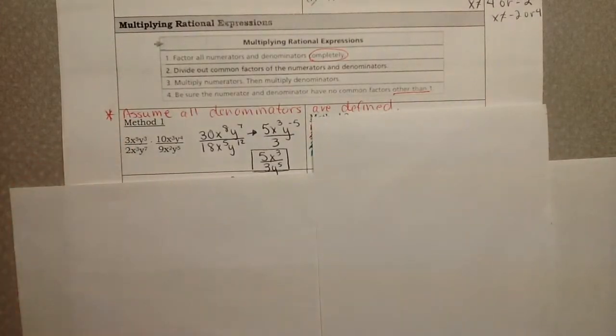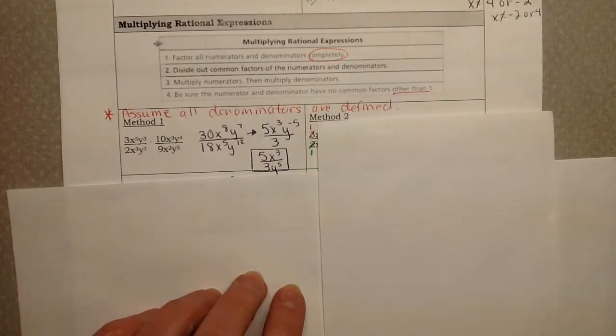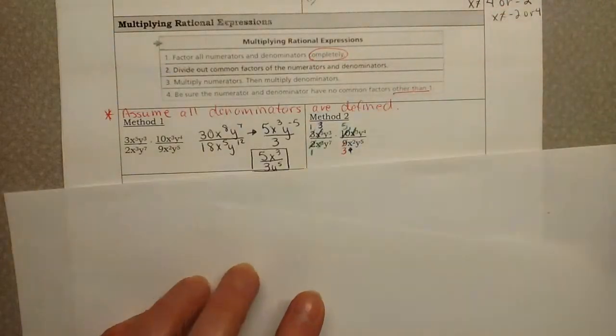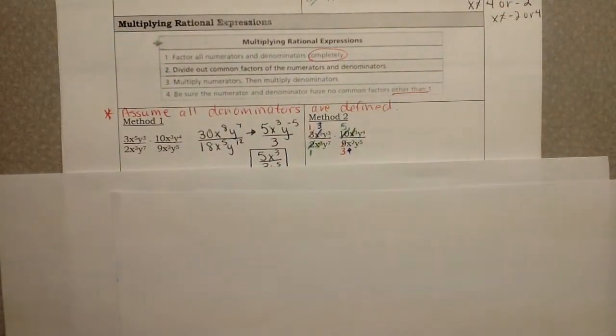And we're assuming all denominators are defined, so we don't have to worry about undefined values in the denominator. The second method is a little messy, and as you can see, I tried to color code this, so maybe it makes it a little easier.